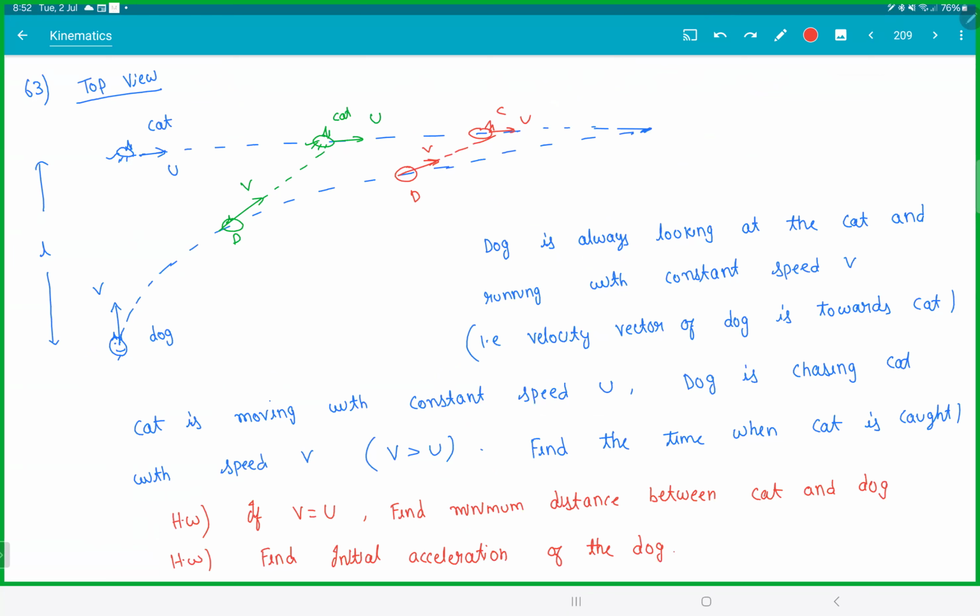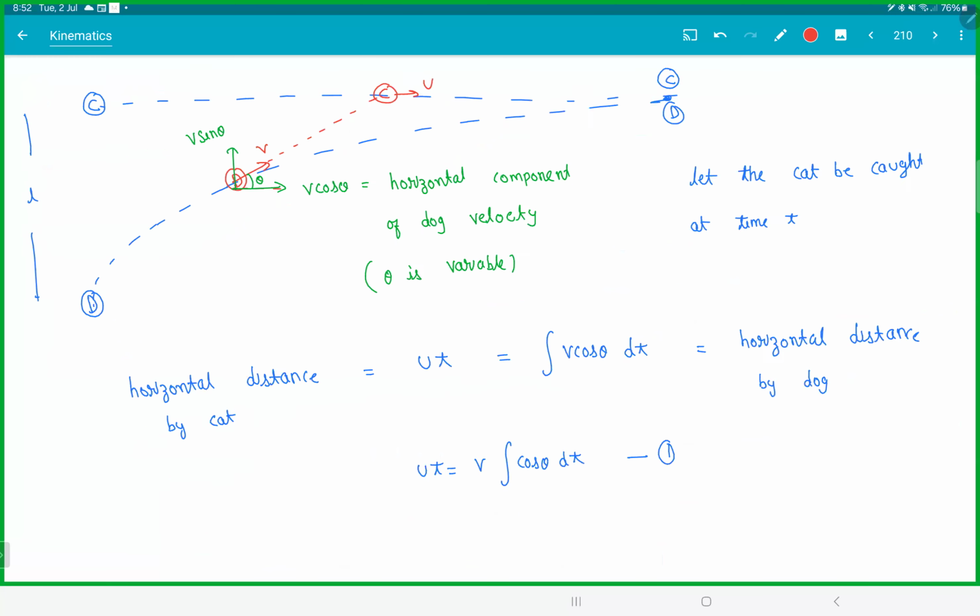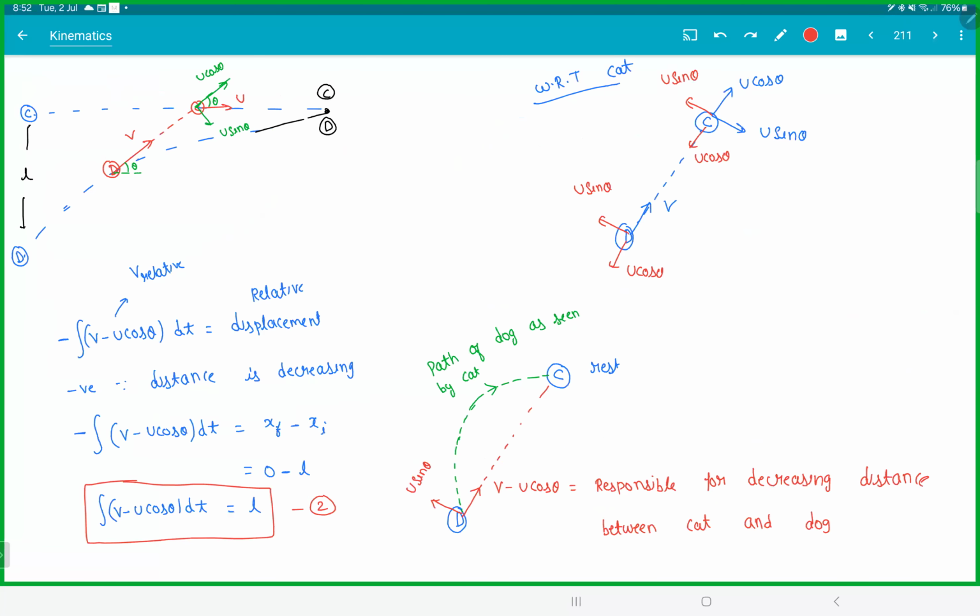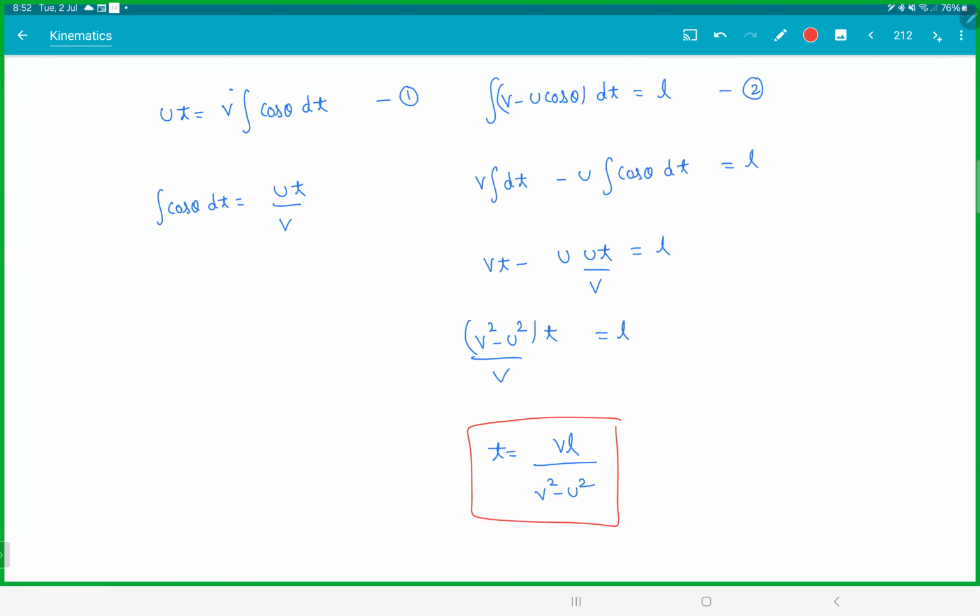So make sure to try this thing. If v is equal to u, then the dog can't catch the cat, then find the minimum distance between them and find the initial acceleration of the dog. So definitely try this thing. Make sure to go through this. We have already touched 63 problems. Like I said, relative motion, these are the tough ones. The Rain Man, Riverboat, that is actually a joke. These are the main ones which you should be doing.